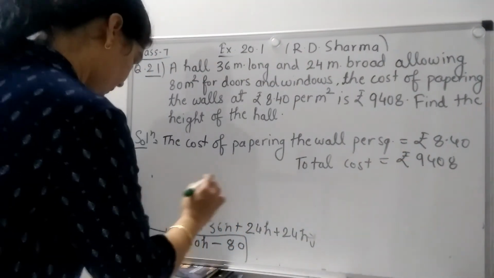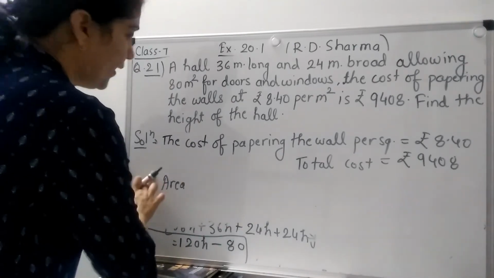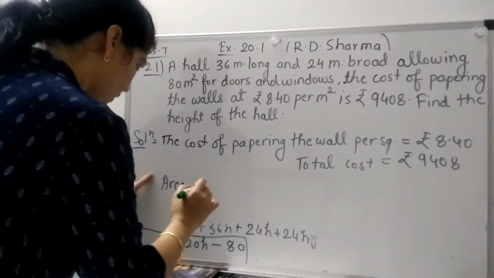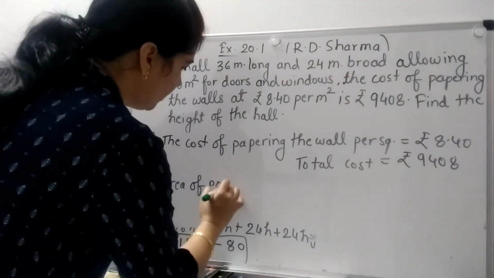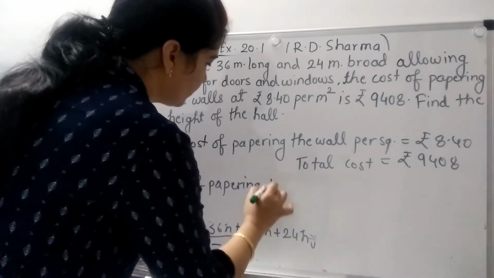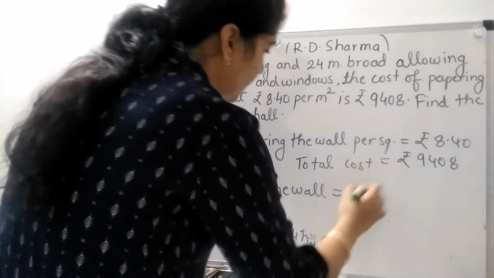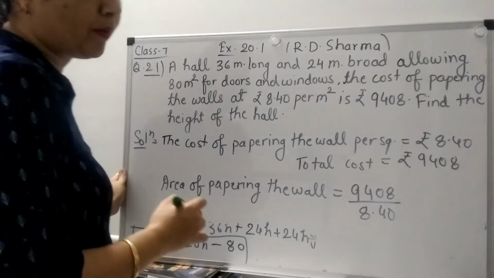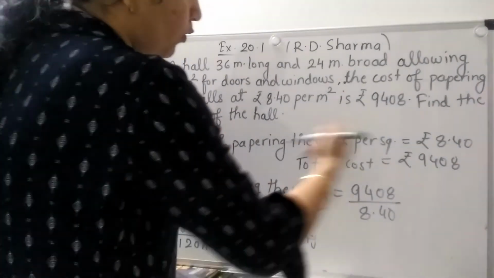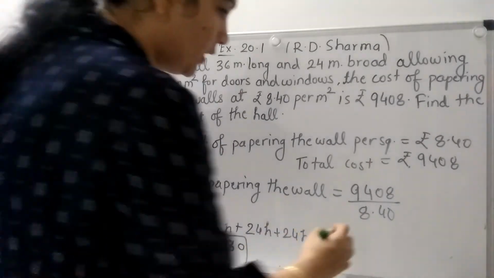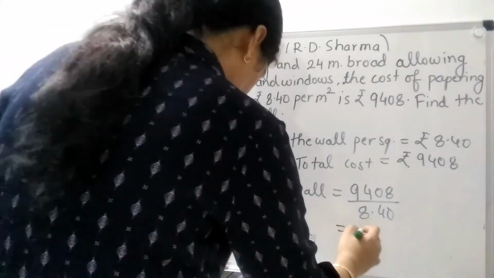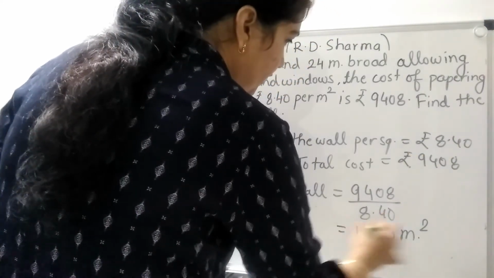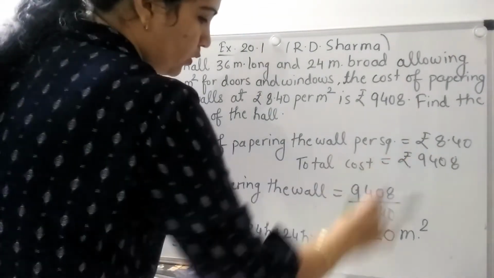So area where this much cost has been applied, that area we can find out by dividing both of them. So area of papering the wall will be 9408 divided by 8.40, because per square meter is given. Okay, per square meter this much cost. So if whole is taken this much cost, so we can find out the square meter or the area. So it will be 1120 meter square. According to this much area is used for papering because total cost is given.